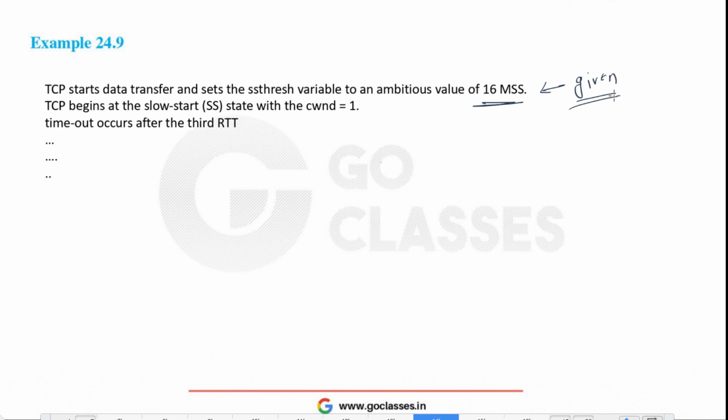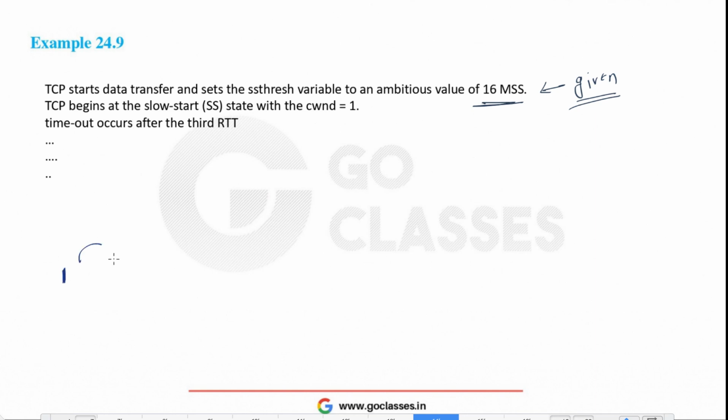Now it is given, so you should not assume it to be anything unless and until it is given. If it is given, then it is good. So suppose this is given that the initial threshold is 16 MSS. Now what they are saying: TCP begins the slow start phase with a congestion window size of 1. So initially it is 1.